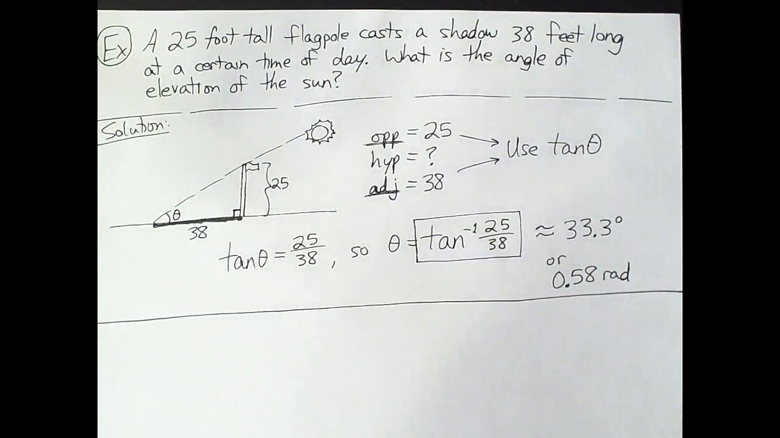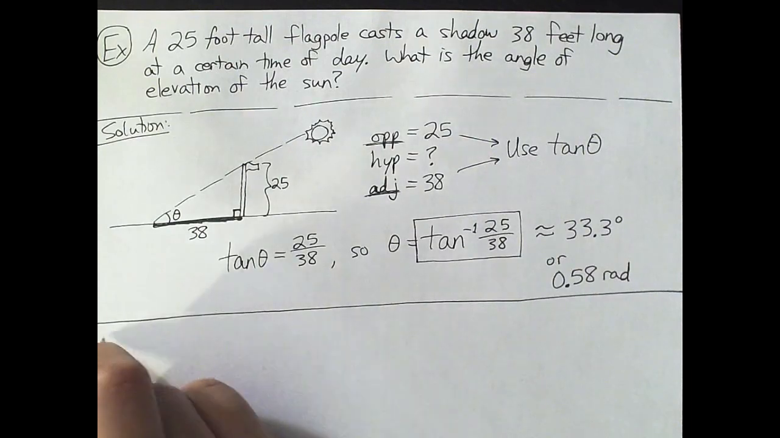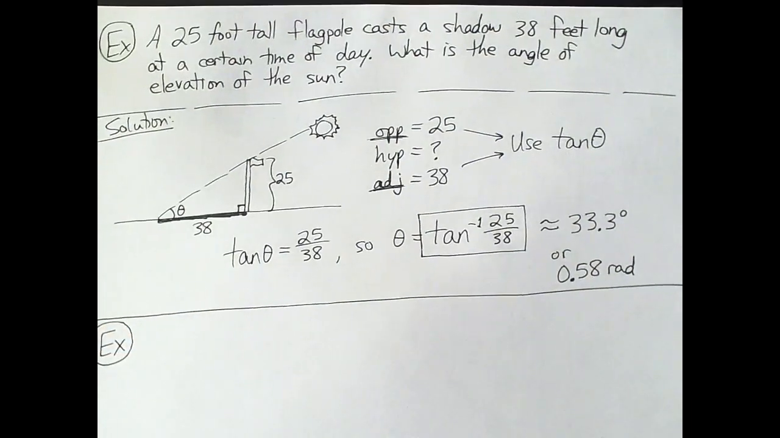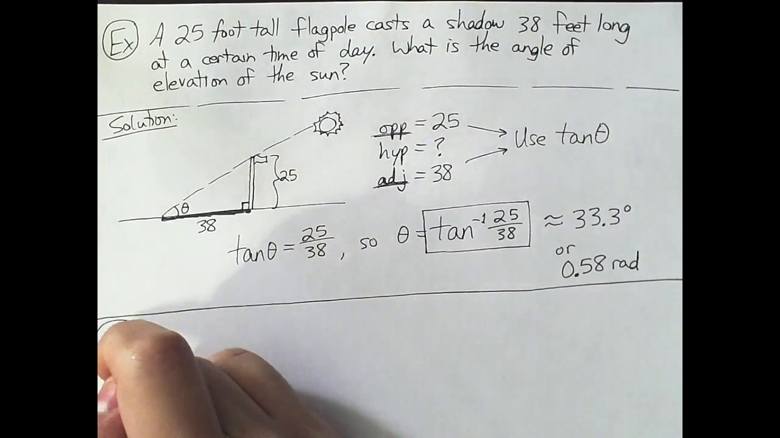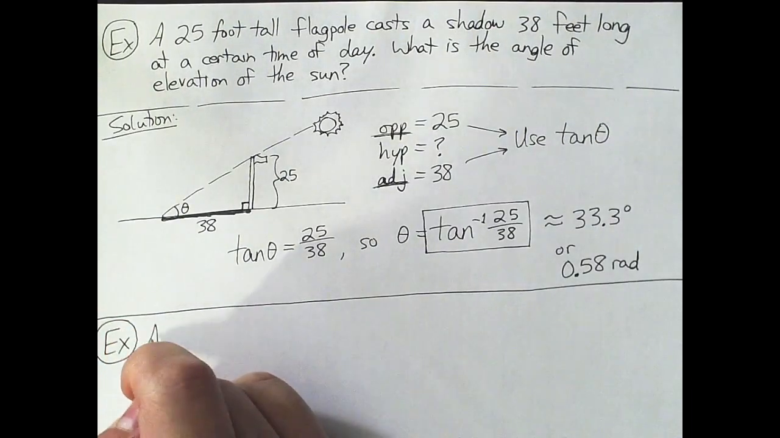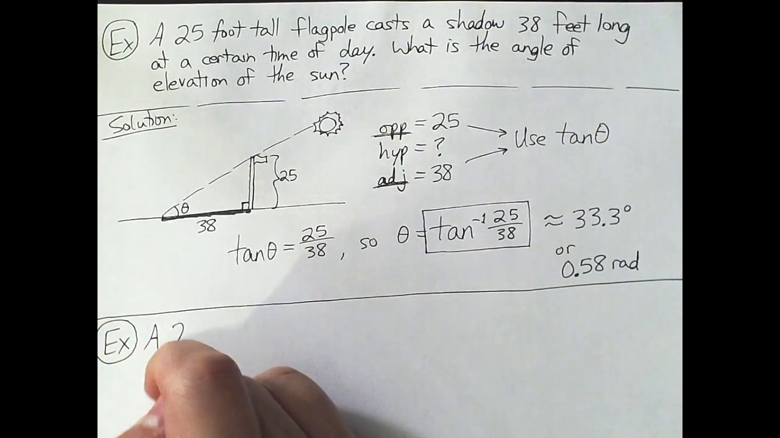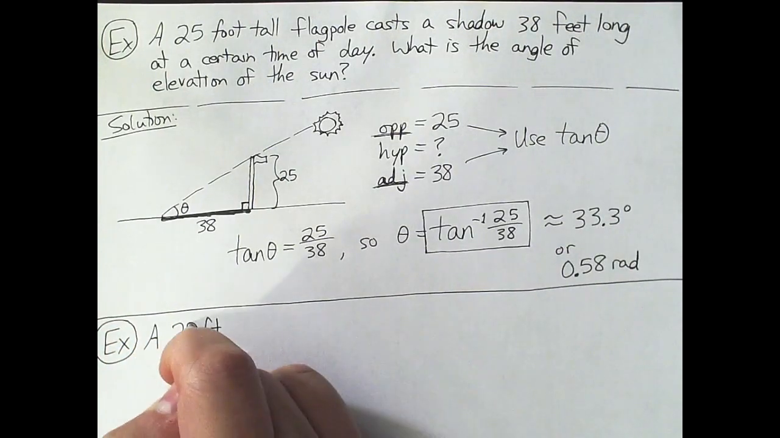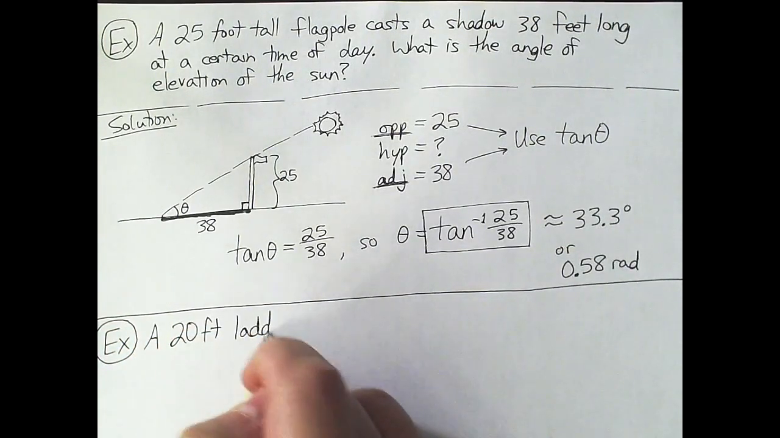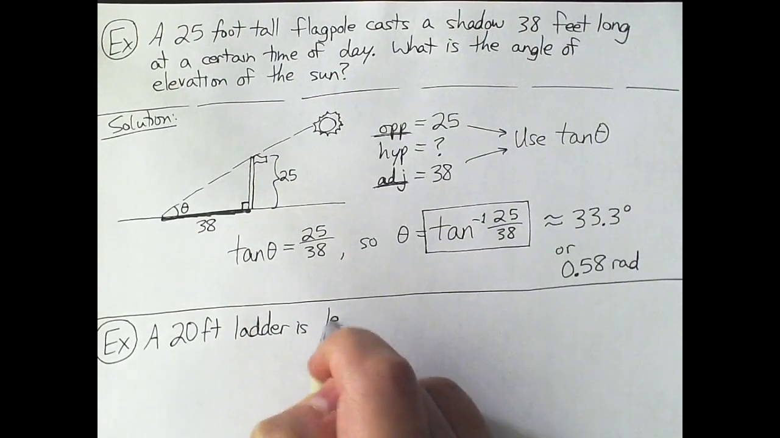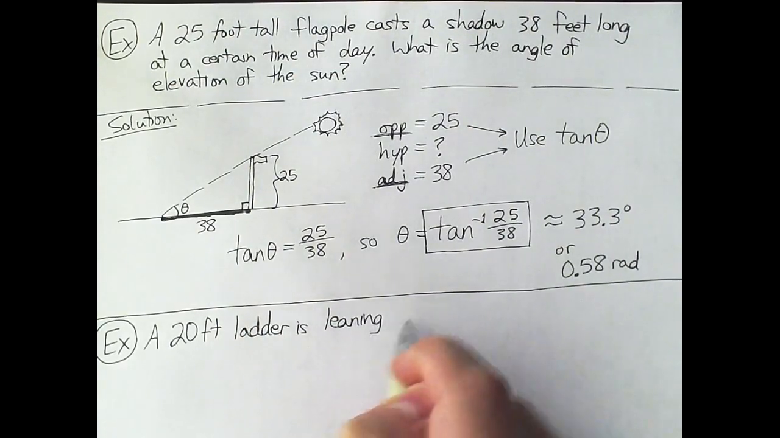So that was one that I asked you to try. I'm going to do the next one for us. But that just shows you how inverse trig could help us to answer some word problems. Let's do a different one. Let's do one that doesn't involve a flagpole. So this is going to say a 20-foot ladder is leaning against a building.